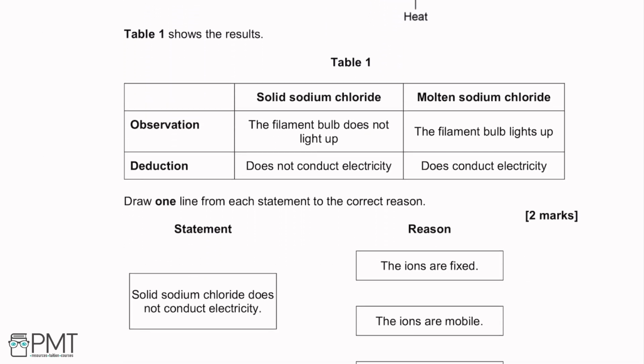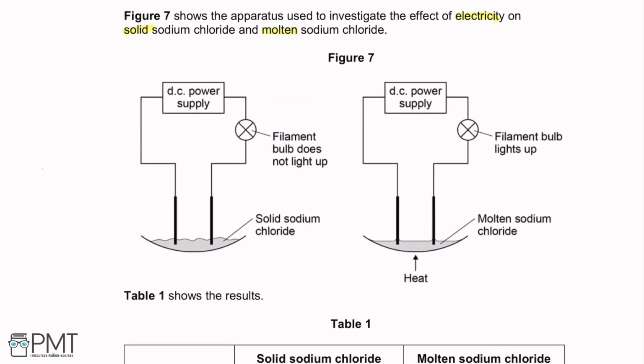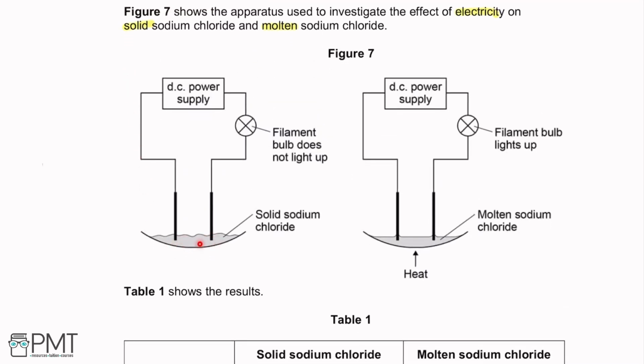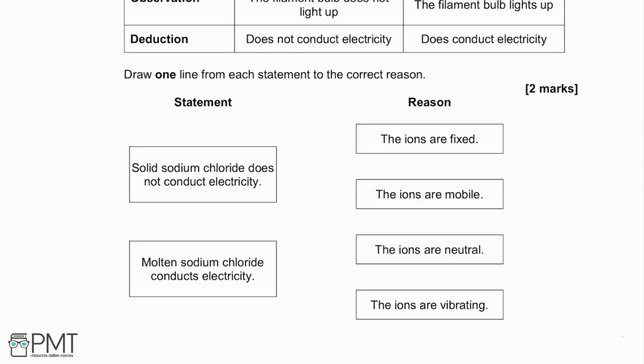So table 1 shows the results. So the solid sodium chloride, as we said, does not light up. So this shows that it does not conduct electricity, whereas the molten sodium chloride bulb did light up, and this shows that it does conduct electricity. Because essentially here, the circuit is incomplete. There's a gap in the circuit because this doesn't conduct electricity. Whereas with the molten sodium chloride, the circuit was complete, because the molten sodium chloride did conduct electricity. So we need to draw one line from each statement to the correct reason.